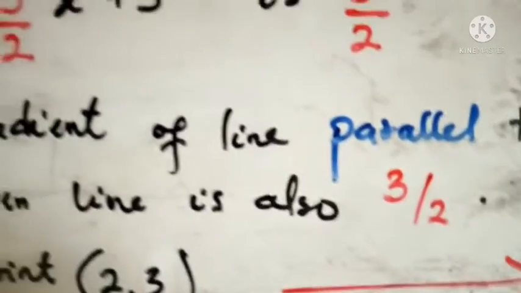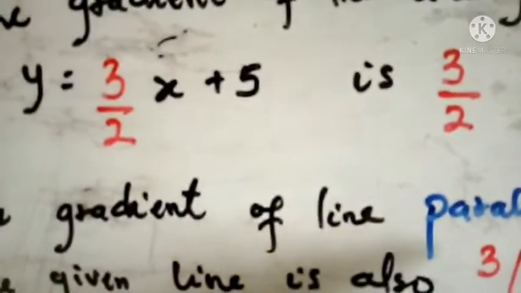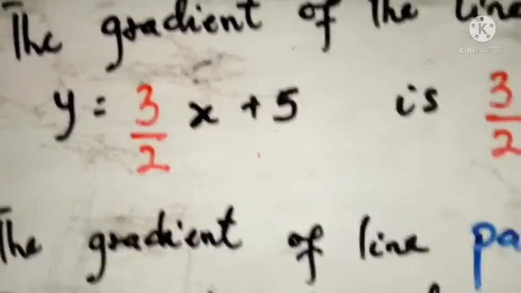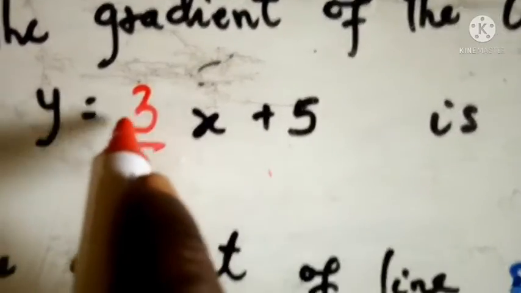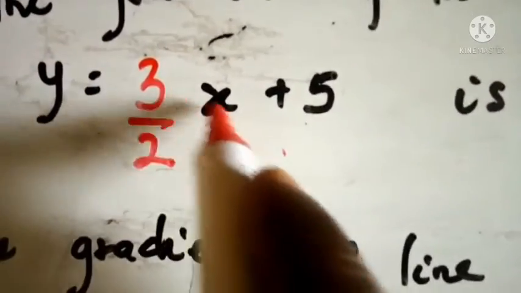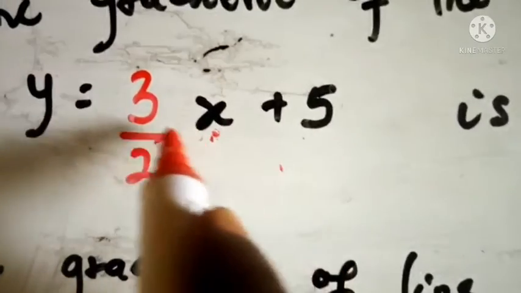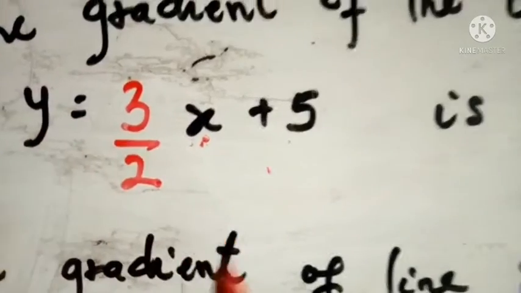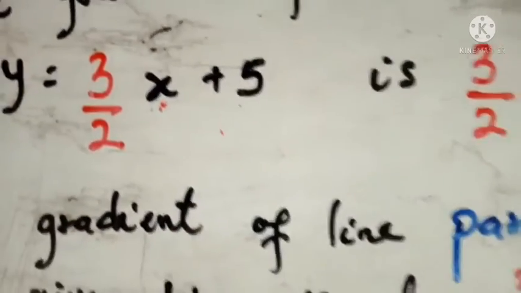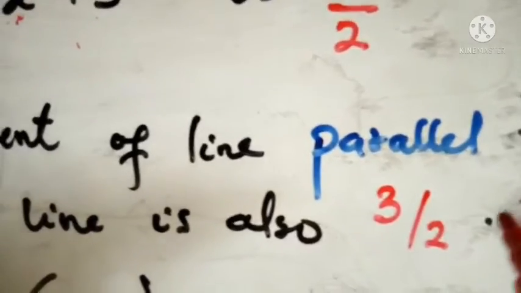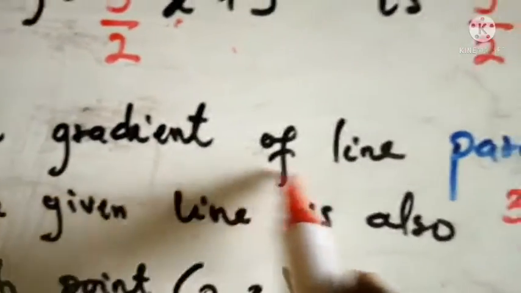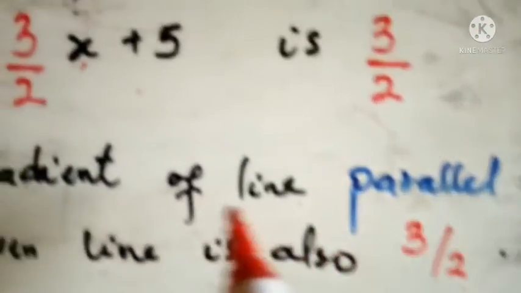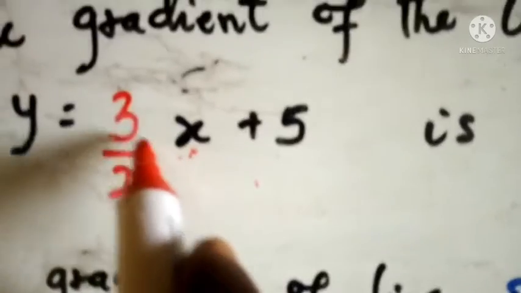So if it is parallel, then you look at this definition here. If this equation is parallel to what we are going to look for, what it means is that the guy attached to the x, which I'm calling the friend of x, is the gradient, and the gradient of this line is the same as the gradient of the parallel line we are going to look for. So the gradient of the line parallel to the given line is also 3 over 2 here.